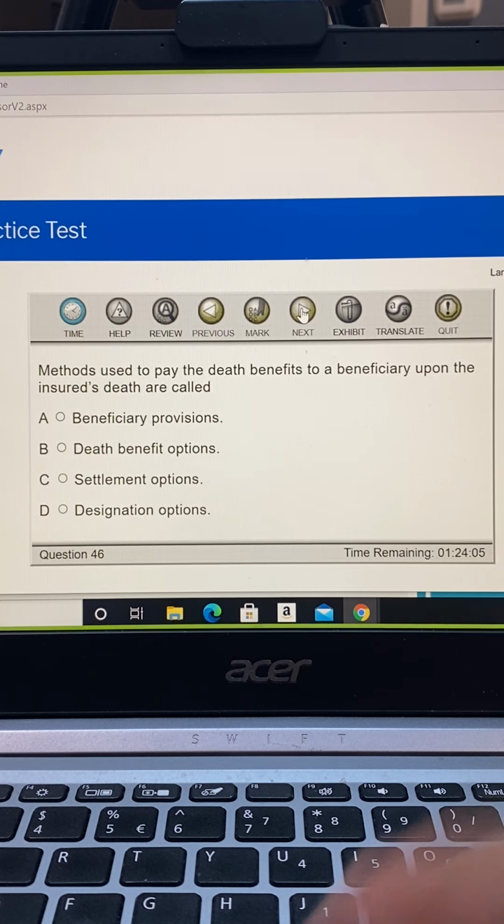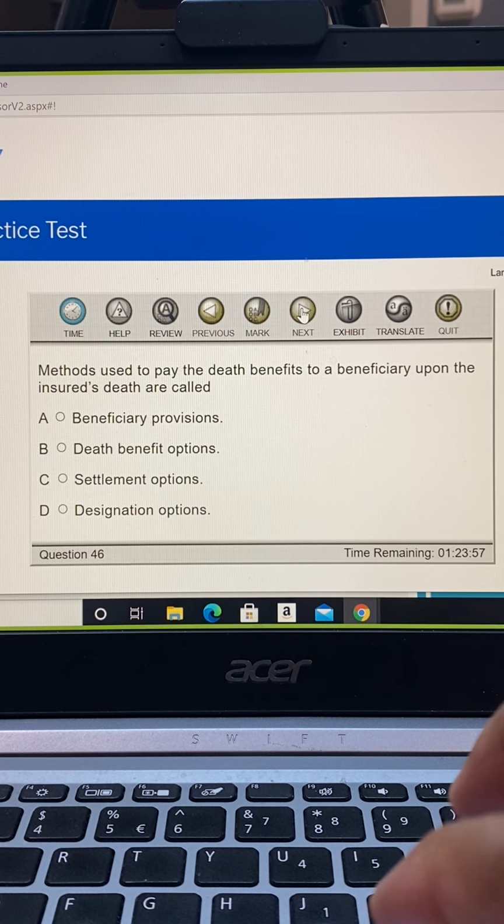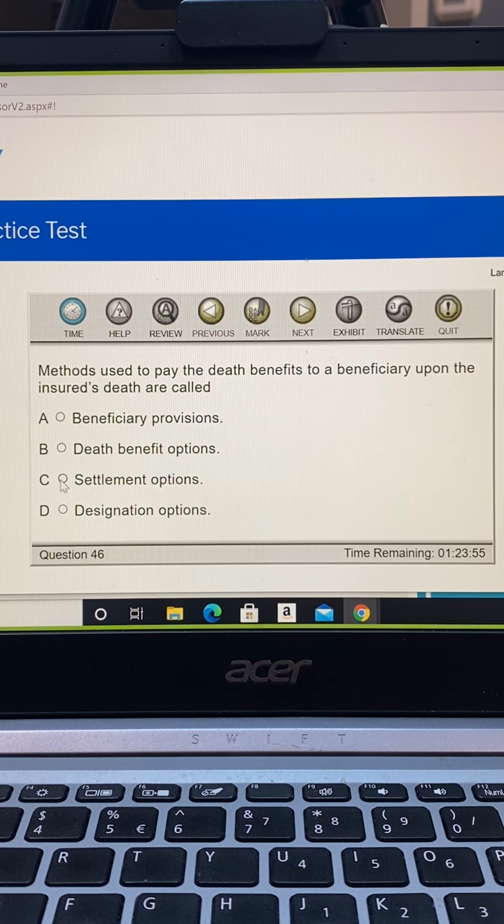Methods used to pay the death benefits to a beneficiary upon the insured's death are called settlement options. Settlement options all day.